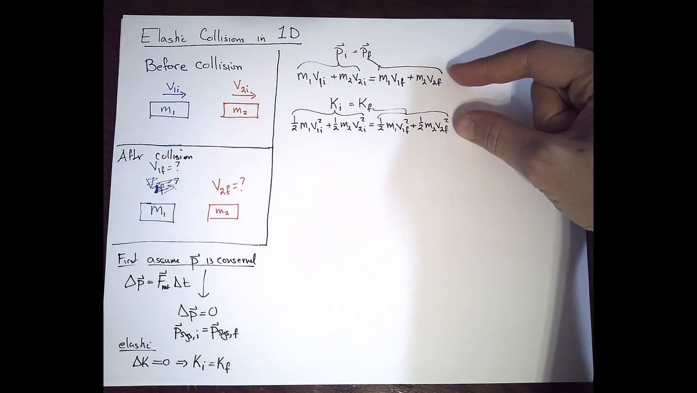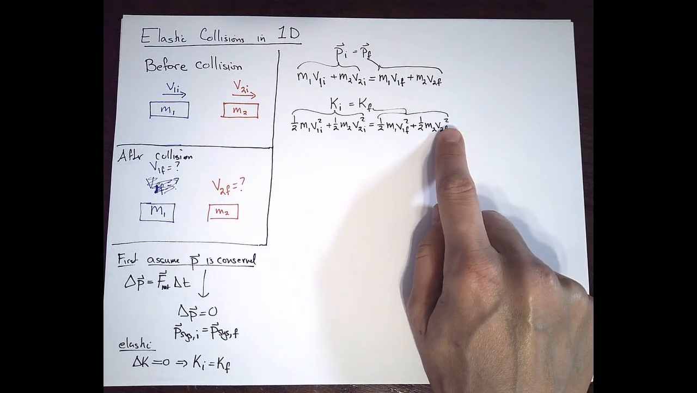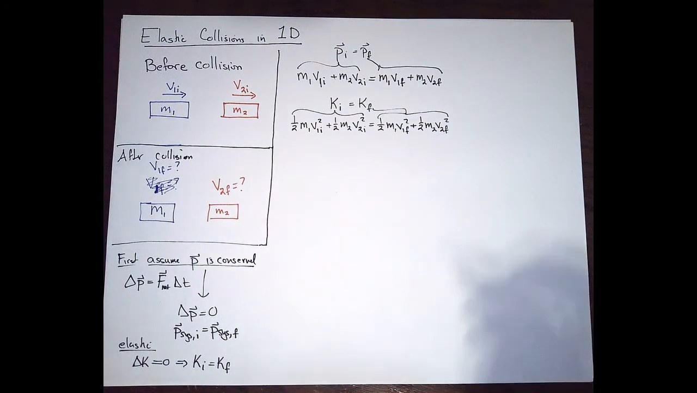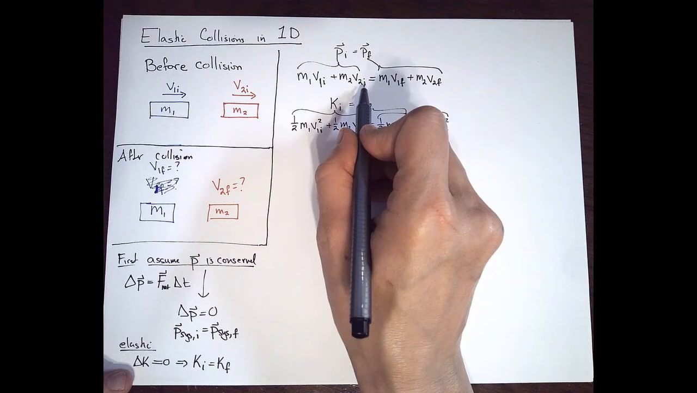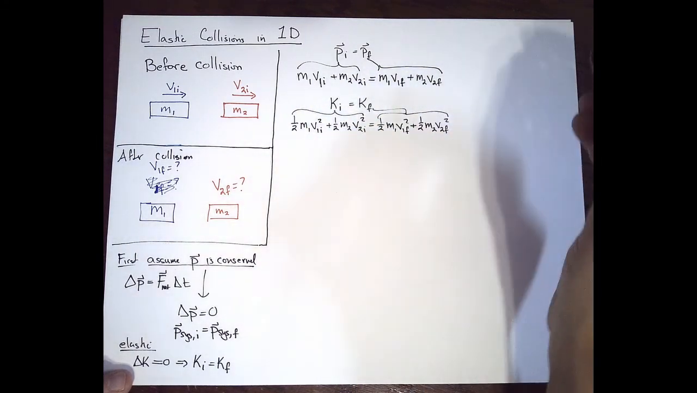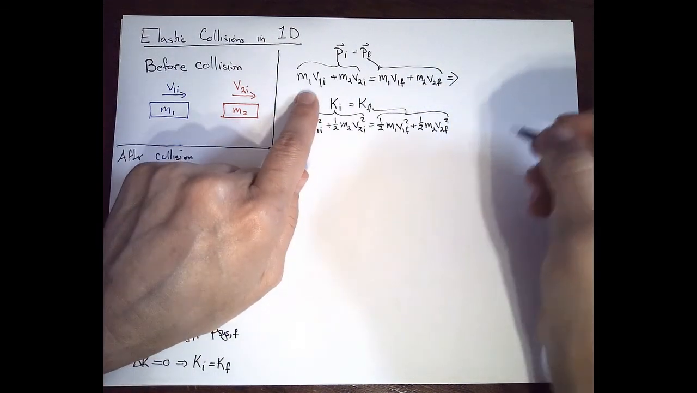So we should be able to solve that. But because of these squares, it's not very simple to do that. So what do we do? Well, the first thing I'm going to do is put all of the mass 1 stuff on one side of the equation and the mass 2 stuff on the other side. So that means my momentum equation is going to become this.